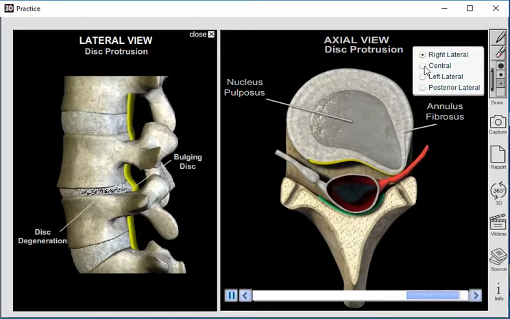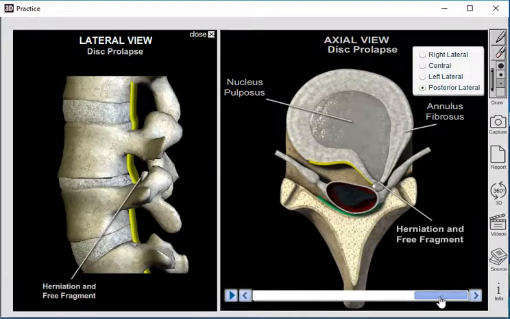Central, and there we see. This can cause all sorts of things. This can cause sciatica, people will say, that feeling down the leg, not to be confused with sciatica caused by piriformis spasming. But this can cause any types of symptoms down the arms or down the legs. This specifically is a lumbar spine, so it's going to be down the legs or into the gluteal area.